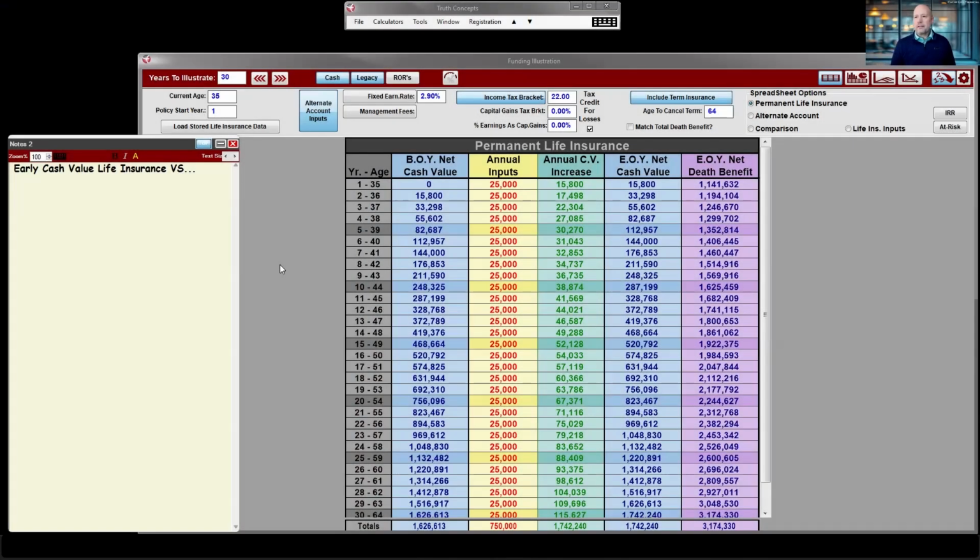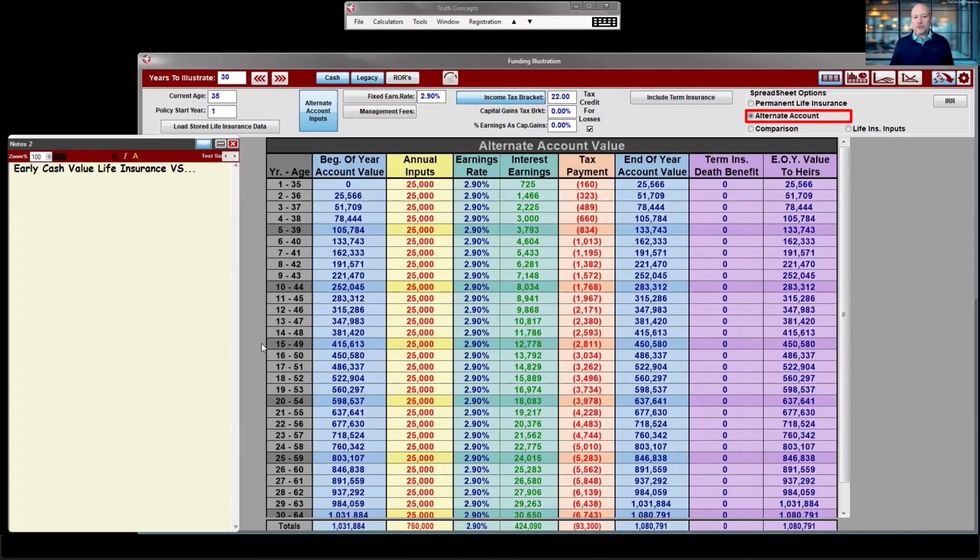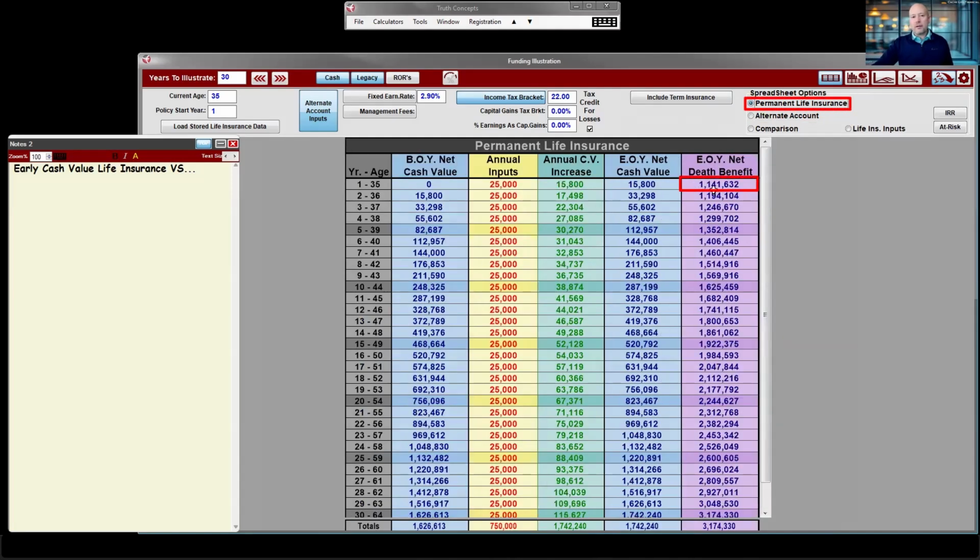Okay, so now I'm sharing the funding illustration calculator, and this time you'll see that I'm on the permanent life insurance tab. And notice this column here, the death benefit column. It's 1.14 million in the first year and 1.194 in the second year, etc. So now I'm going to switch over to the alternate account, which is the high yield savings account. And you'll see here that there is no death benefit yet in the term insurance death benefit column. The very first year of the whole life policy had a value of 1.14 million in death benefit.